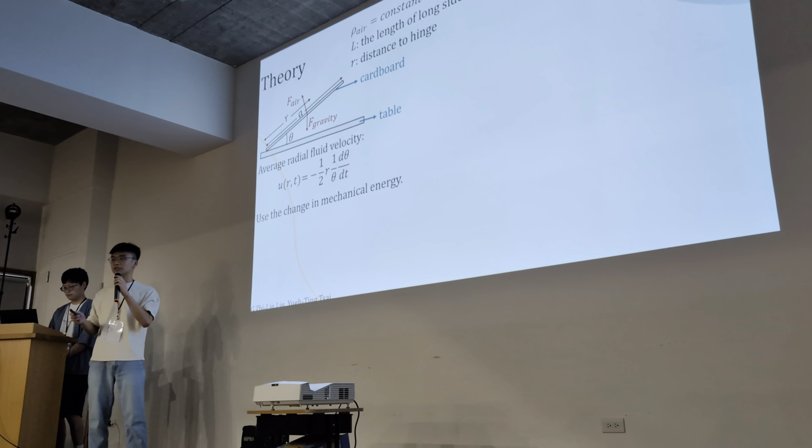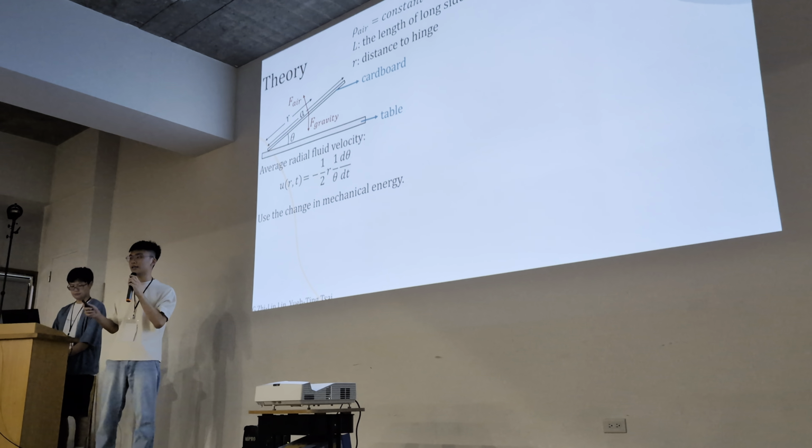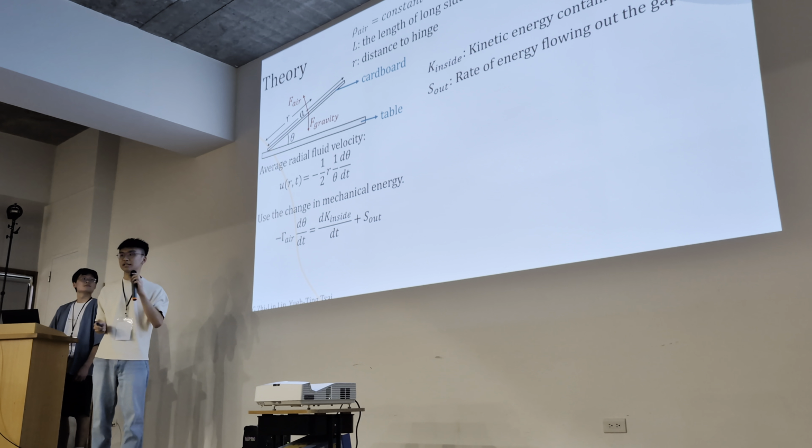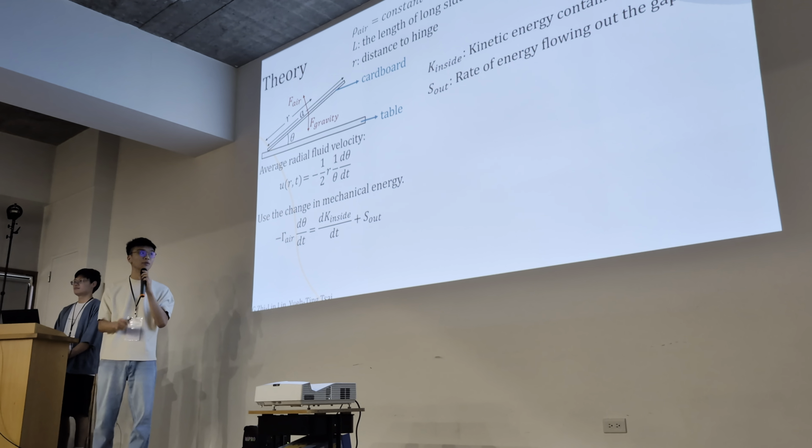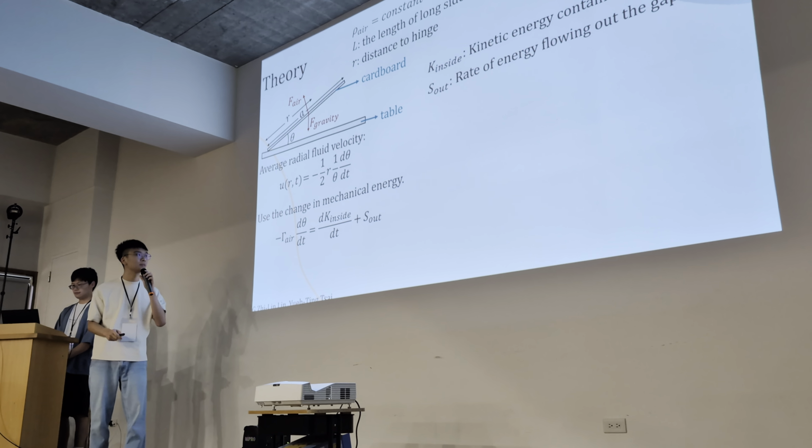And then we use the change in mechanical energy. We can have this equation, in which K inside is the kinetic energy contained in the gap, and S out is the rate of energy flowing out of the gap. And kinetic energy per unit volume can be written in this. And after integration, we can have this equation. K inside is equal to this.